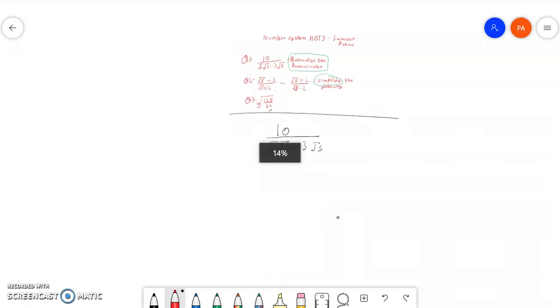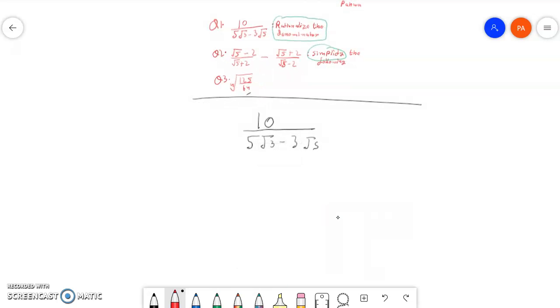There are two methods of rationalizing. The first one is the long cut method and the second one is the shortcut method. I'll teach you first the long cut method. So I'll multiply this with 5 root 3 plus 3 root 5 into 5 root 3 plus 3 root 5. Don't be confused at why am I multiplying this with a plus.